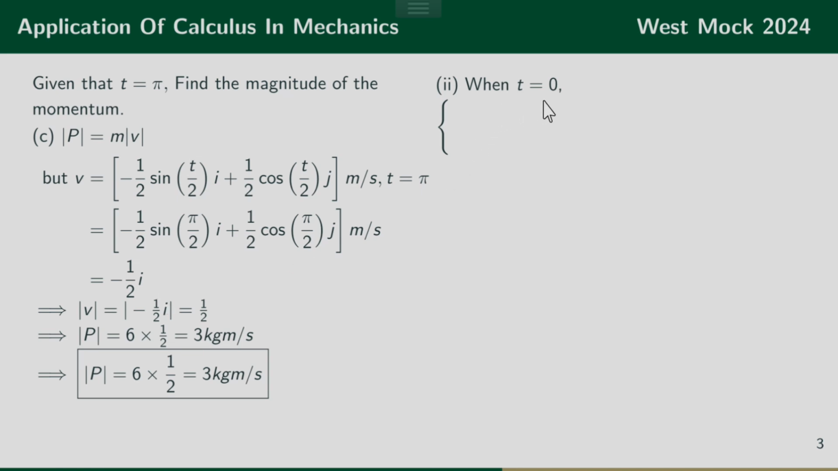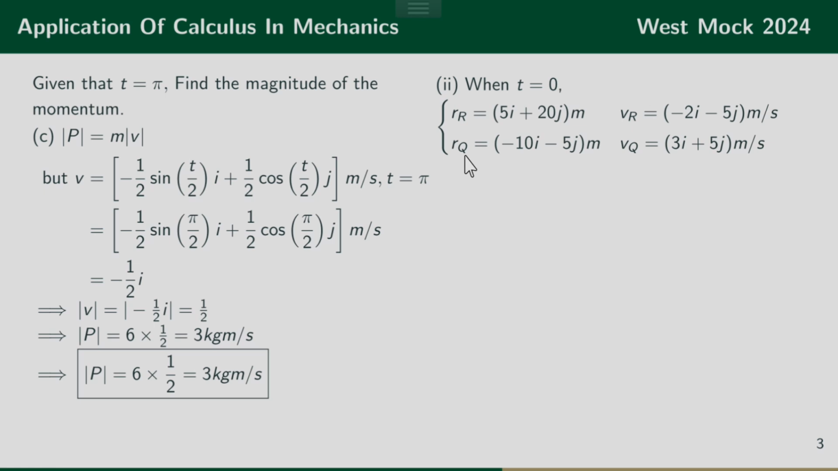We were told that when t is equal to 0, the position vector of a particle R is 5i plus 20j meters, and its constant velocity is negative 2i minus 5j meters per second. And the position vector of the other particle, which is Q, is negative 10i minus 5j meters, and its constant velocity is 3i plus 5j meters per second. We need to know that the position vector at any time t is given by r equals the initial position plus t, which is the time, multiplied by the constant velocity.